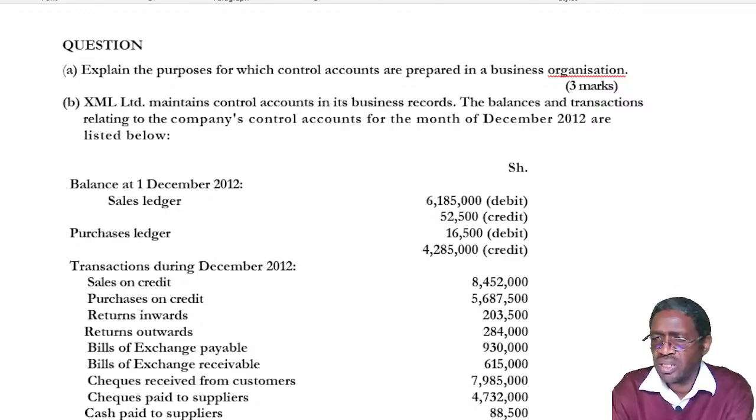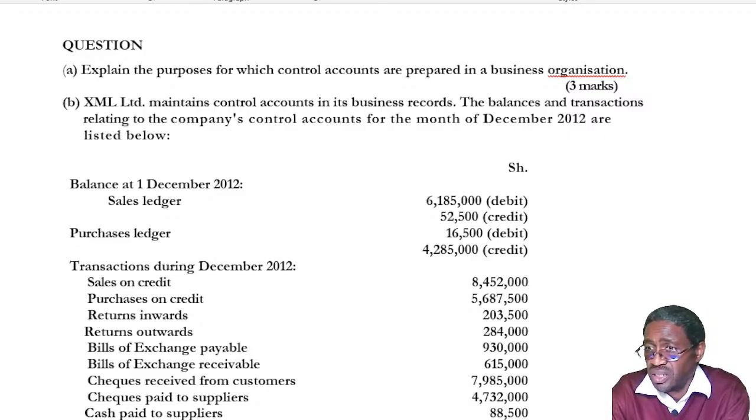XML Limited maintains control accounts in its records. The balances and transactions relating to the company's control accounts for the month of December 2012 are as follows. So you are given, look at those balances. Balance as at 1st December 2012. Remember, we are preparing the control account for December, that is the end of the month.